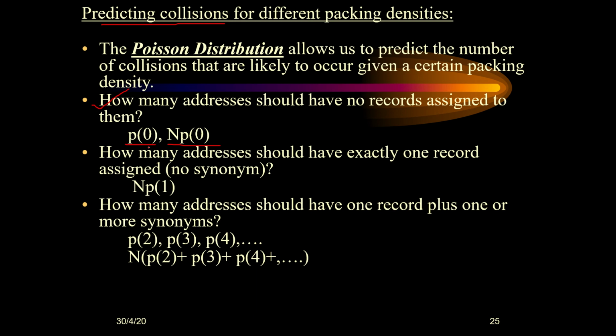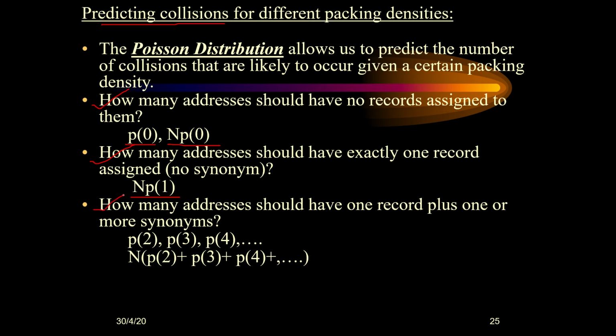P of 0 is the probability of addresses having 0 records. NP of 0 is the number of addresses having 0 records. Similarly, we go for the next question: how many addresses should have exactly one record assigned? In this case, we are not having any synonym, and the address will be having one record. For that, we can find P of 1. It is the probability of an address having one record, and the number of addresses having one record is N into P of 1.